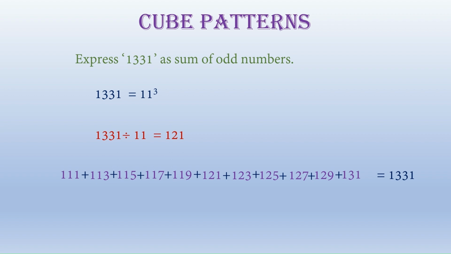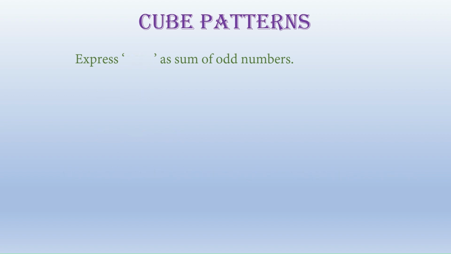Now this is for odd cube number. What is the process for even cube number? Now consider another number. Here 5832 is an even number and it is a perfect cube. Now we already know the steps. First thing is to write it as a cube. So this is 18 cube. 18 cube is 5832. After this, the second step is to divide the original number with the base.